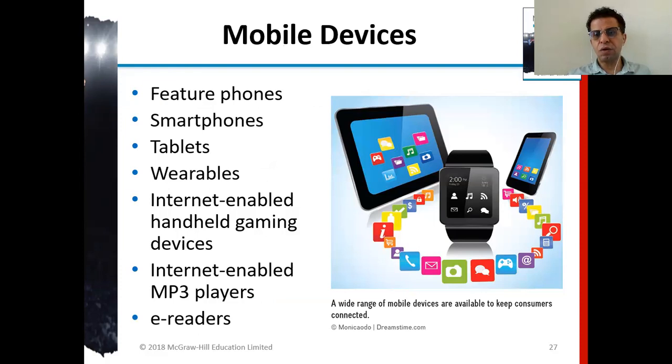The devices that you're looking at as mobile devices are feature phones, smartphones, tablets, wearables, internet-enabled handheld game devices, internet-enabled MP3 players, and e-readers. These are all mobile devices that move with you, and a wide range of mobile devices are available to keep consumers connected.